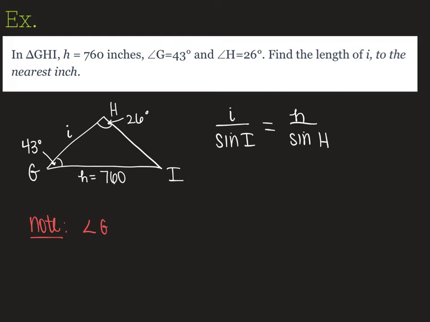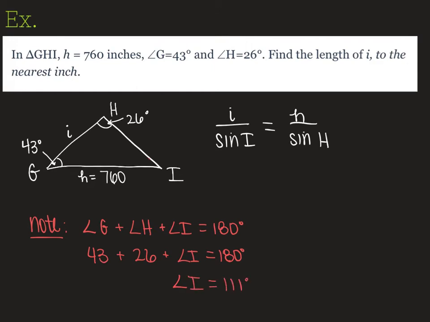So we can maybe take a little note here. The note is that all of these angles, when I add them up, should equal 180 degrees. So that'll help me find angle I. If angle G is 43, angle H is 26, and we still don't know angle I, we can just solve for I here. You would add 43 and 26, subtract from 180, and you're going to get angle I equal to 111 degrees. So we can fill that piece in. We found that on our own using some old basic geometry skills.